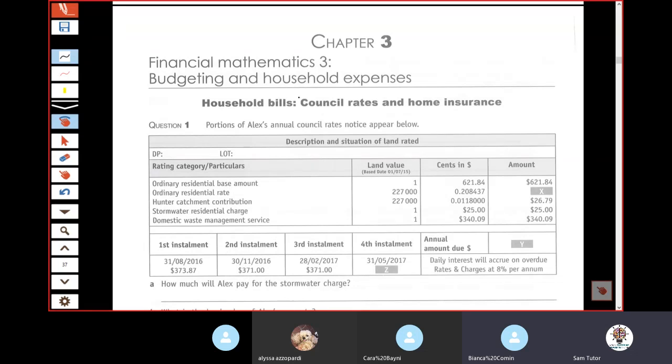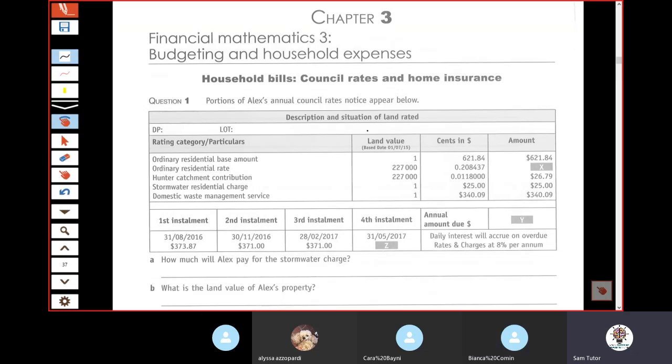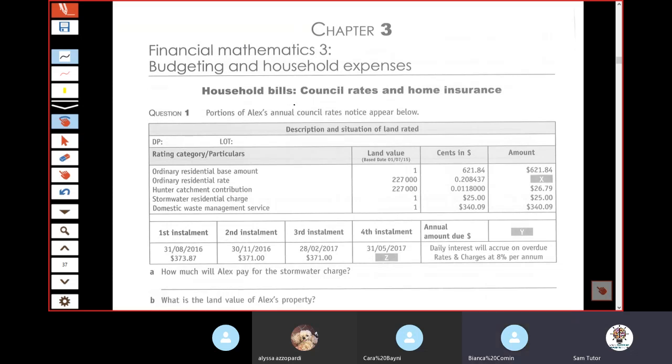All right. Next chapter, chapter 3. Last bit of financial math. So let's see how we go with this one. Financial maths, budgeting and household expenses. So a bit more bills. I think we looked at a few energy bills last term. This is council rates, insurance, car insurance. So a bit more personal like this.